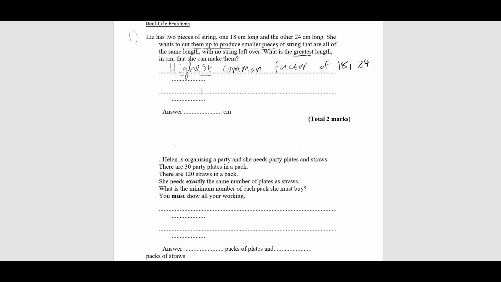So we have 1 times 18, 2 times 9, 3 times 6, 4 doesn't go, 5 doesn't go, 6 does go, but then we have a repeat. So the factors of 18 are 1, 2, 3, 6, 9, and 18.